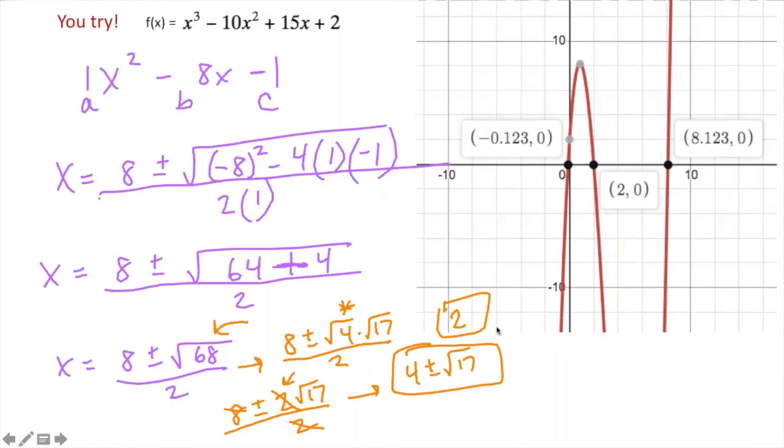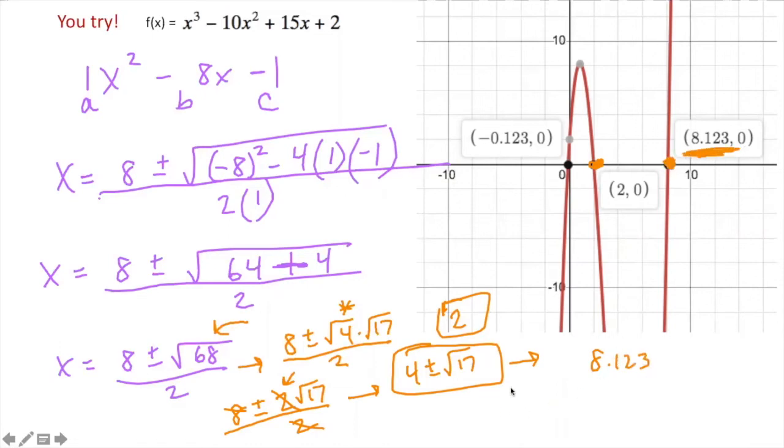So what I would do to confirm to make sure I got it right is, I know this 2 is correct because I got it from right there, but let's see what this 4 plus or minus root 17 means. So in my calculator in my hand, I'm going to press 4 plus the square root of 17. I get 8.123, which is this one right here.